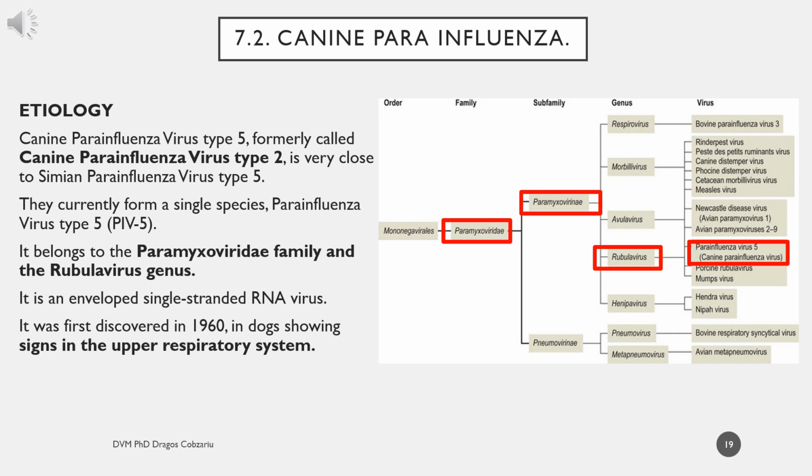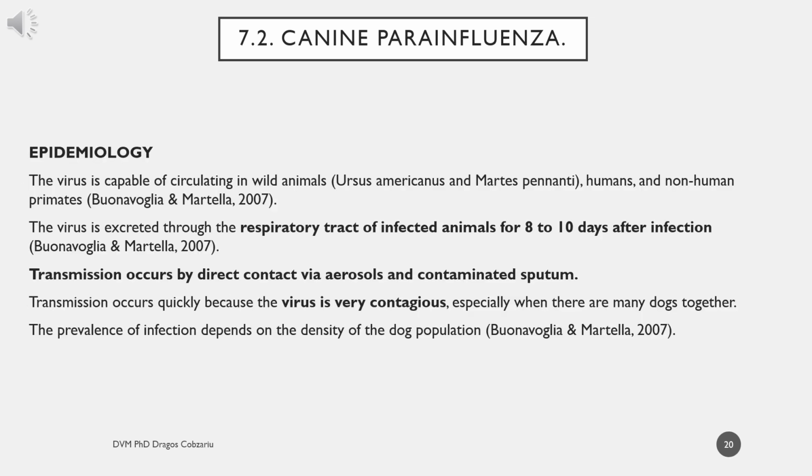It was first discovered in 1960, in dogs showing signs in the upper respiratory system. The virus is capable of circulating in wild animals, Ursus americanus and Martes pennanti, humans, and non-human primates. The virus is excreted through the respiratory tract of infected animals for 8 to 10 days after infection. Transmission occurs by direct contact via aerosols and contaminated sputum.